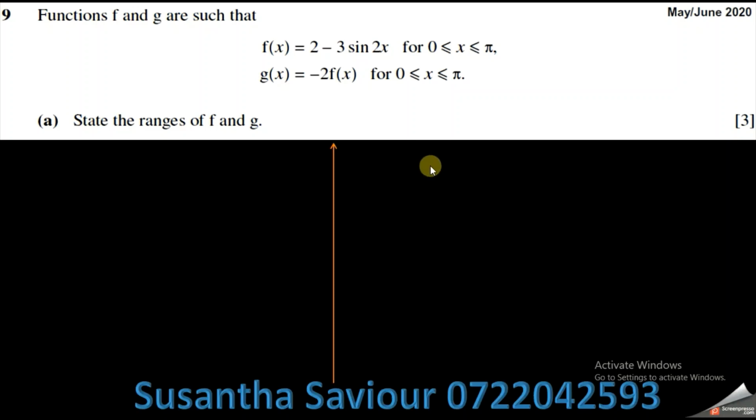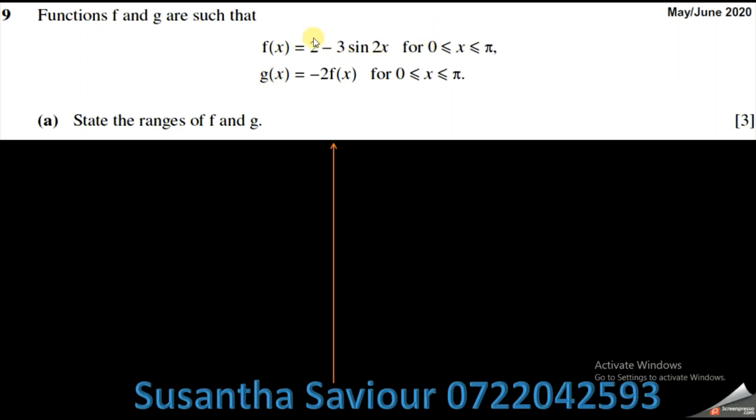This is May June 2020. f(x) equals 2 minus 3 sin 2x, x is 0 to pi. g(x) is minus 2 f(x), this one multiplied by minus 2, in the same domain. Now what we've got to do is state the ranges of f(x) and g(x), the range of f(x) and the range of g(x).